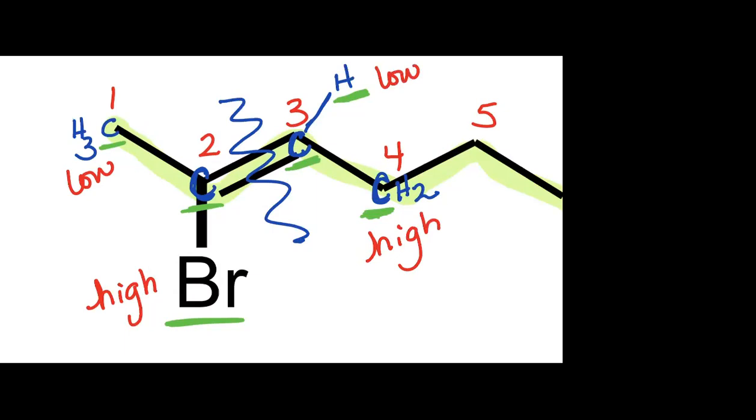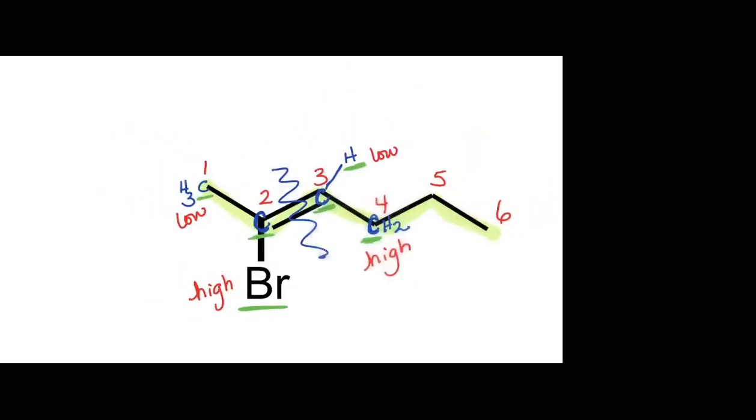Let me ask you this, you guys. Now let's look at the view from left to right. If I look at this molecule and the labels, let me just redraw it because that makes it a little bit easier. I have a carbon, double bond, carbon. This is how it looks. Low, low, high, high. Okay.